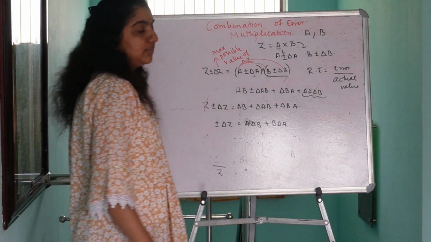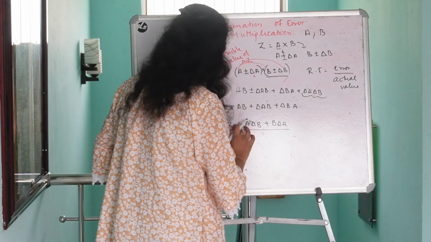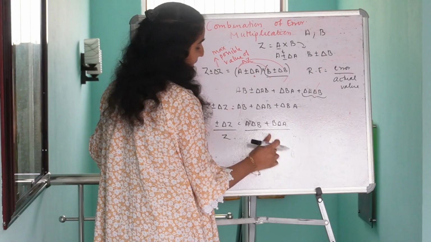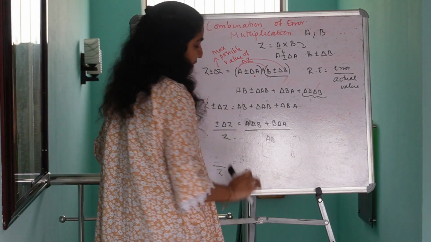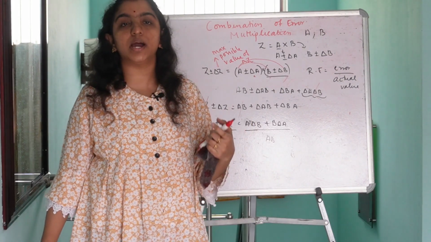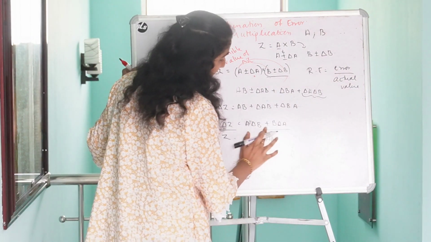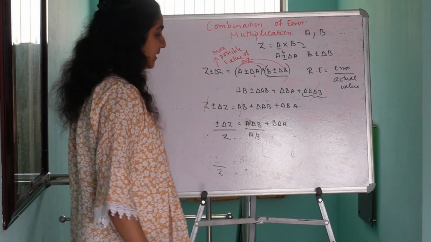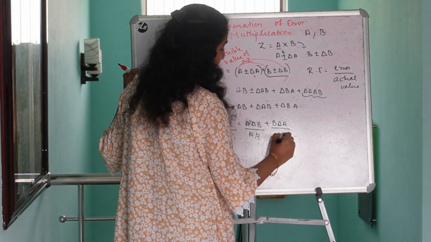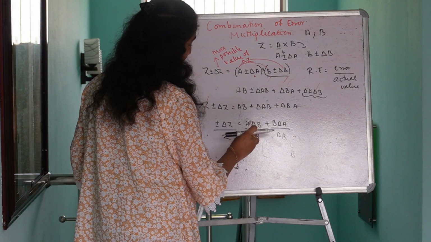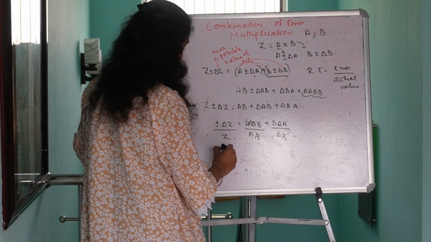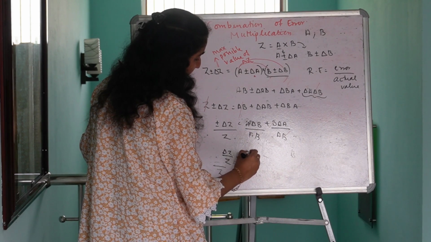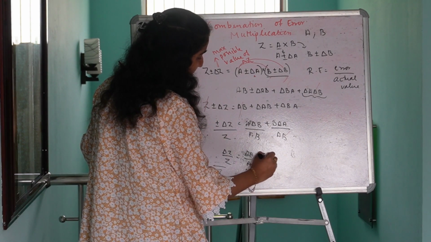Now I am going to divide the whole term by z. Here I am going to replace z by ab, because we know z is equal to ab. Z and ab are one and the same. So I got a del b divided by ab and b del a divided by ab. Here both the a get cancelled and here both the b get cancelled. So we will get del z by z is equal to del a by a plus del b by b.